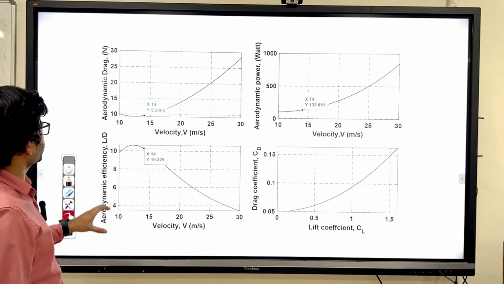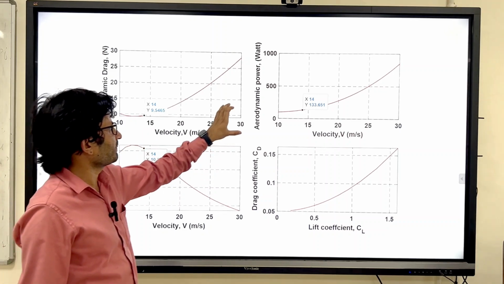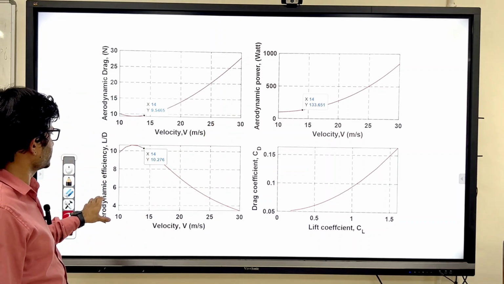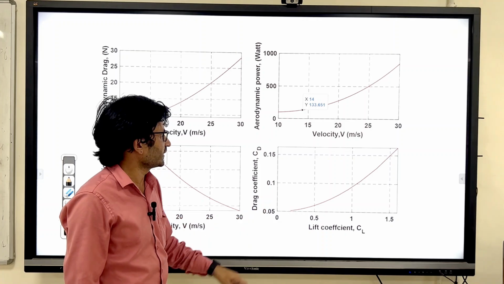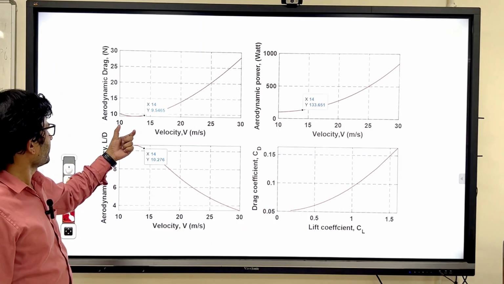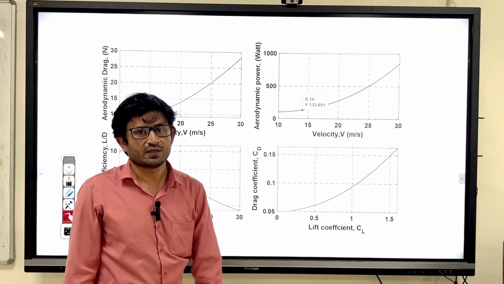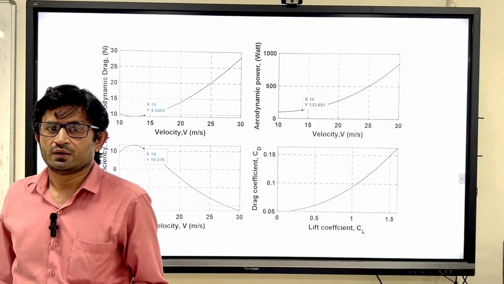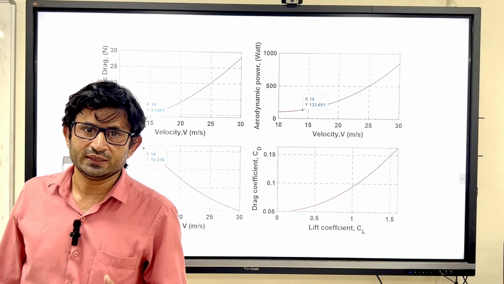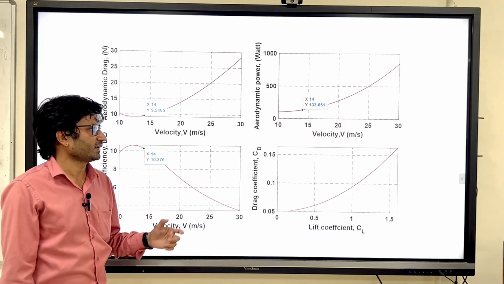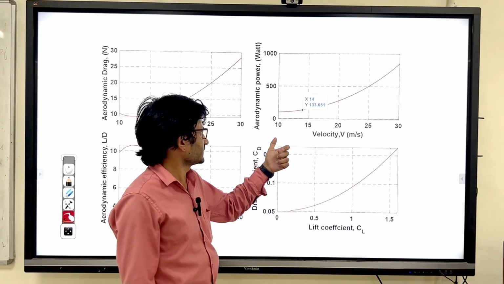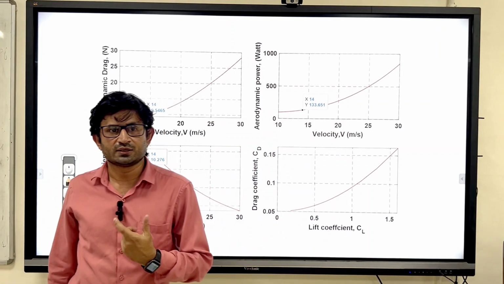So now you can see what aerodynamic drag is required, aerodynamic power is required, aerodynamic efficiency is required, and drag coefficient is required. At the design speed, the aerodynamic drag is coming 9.5 and power is 130 watts. So based on 130 watt or a little higher than that, we have to select the engine. For example, this power, 133 watt, we can double the power and select the engine.